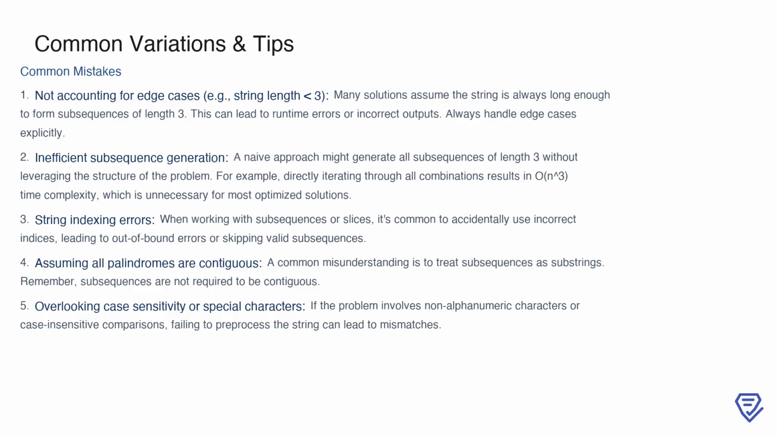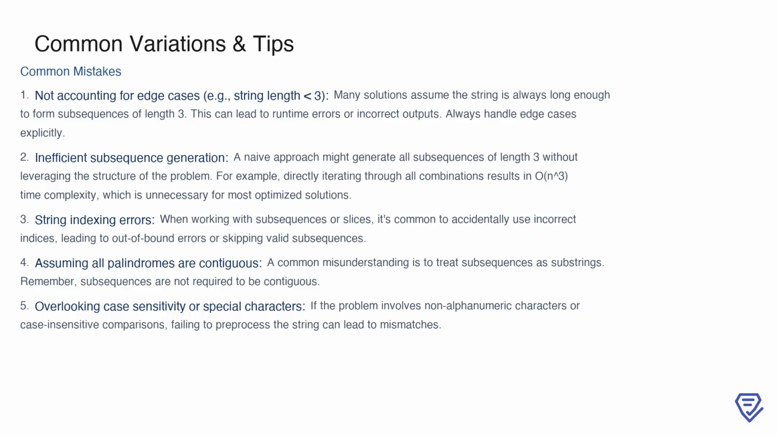To approach this problem effectively, it's important to be aware of some common mistakes that can occur. First, not accounting for edge cases is a frequent issue. For example, if the string length is less than 3, it's impossible to form a subsequence of length 3, and failing to handle this can lead to runtime errors or incorrect outputs. Always check for these cases explicitly. Another mistake is using inefficient methods to generate subsequences. A naive approach might iterate through all possible combinations, resulting in an O(n³) time complexity. This is unnecessary and can be avoided with a more structured approach.